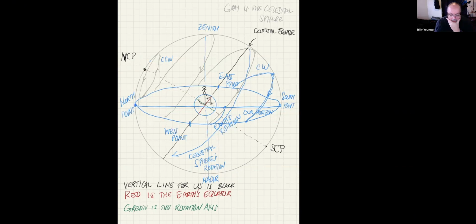Now we can understand a lot of things. So for instance, we see that something rising, let's say due east, is going to go up, reach due south of here, and then land somewhere back here.